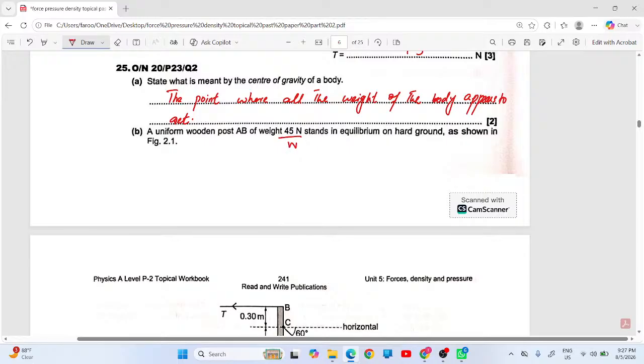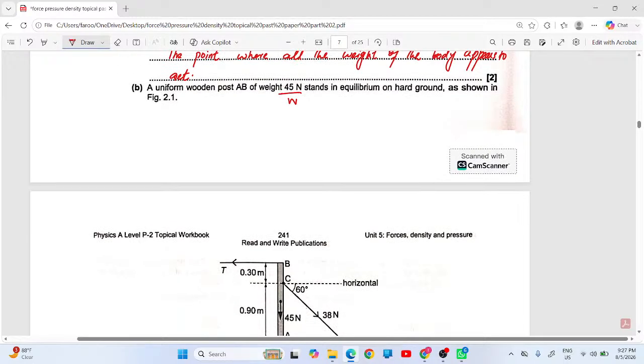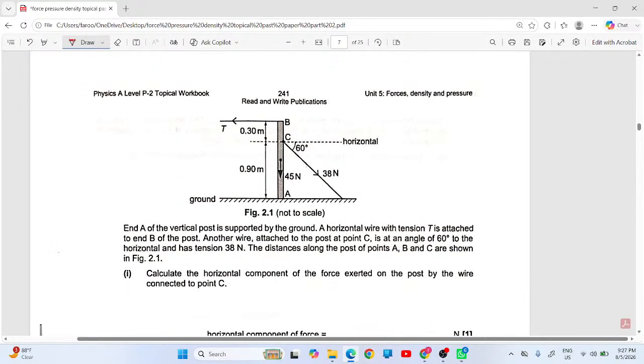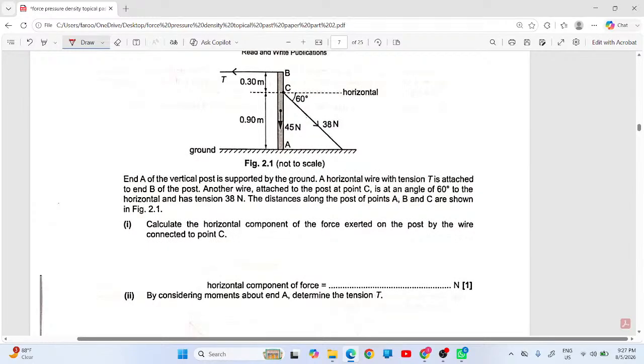Next is, a uniform wooden post AB of weight is given, stands in equilibrium on a hard ground as shown in figure 2.1. This is a vertical post. There is a string. We have two strings here. The end A of the vertical post is supported by the ground. A horizontal wire with a tension T is attached to the end B of the post. Another wire attached to the post at point C is at an angle of 60 degrees.